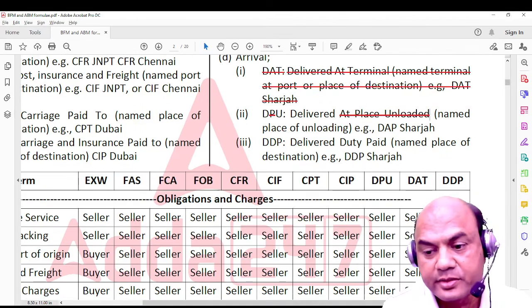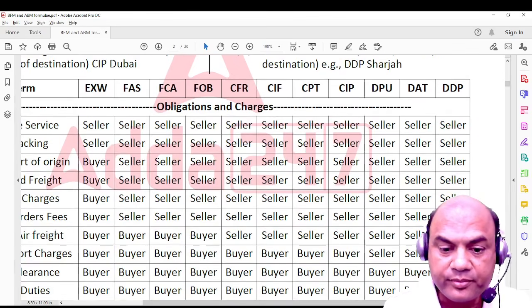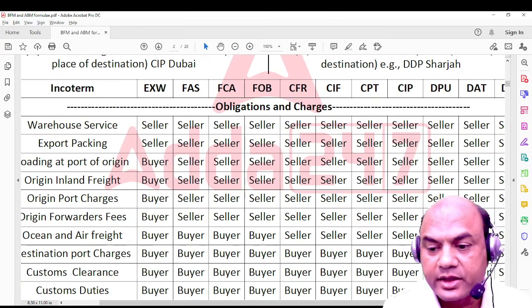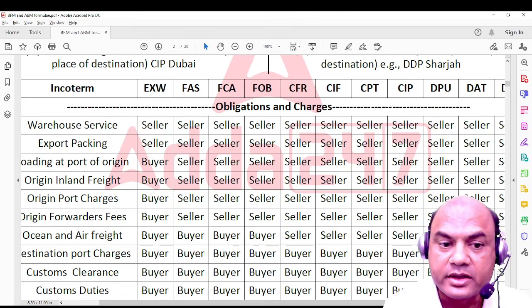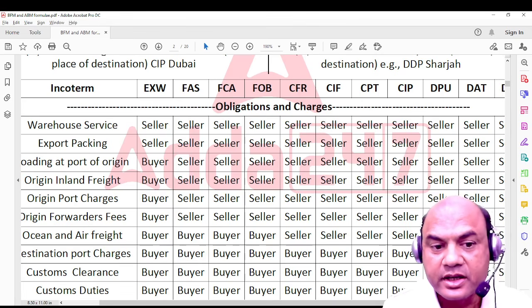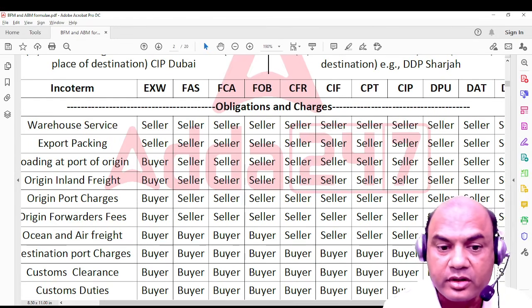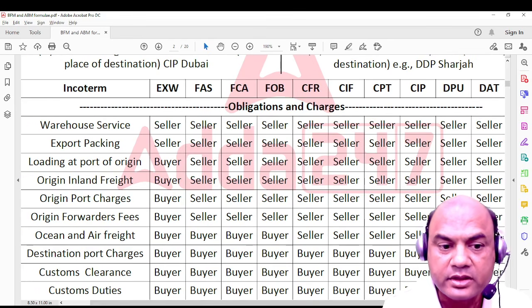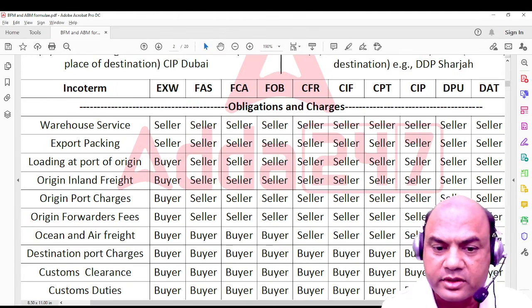See this, the responsibility chart is given over here. Who gives what responsibility? Everything is mentioned, and these are the Incoterms. You can go through them. Ex-works, warehouse service, is given by the seller. Export packing, seller. Now everything else is of the buyer. Look at this: loading, origin, inland freight, all this.